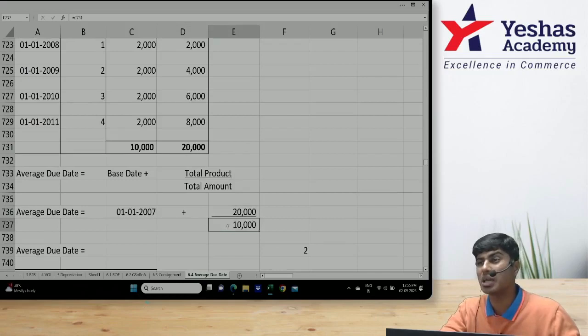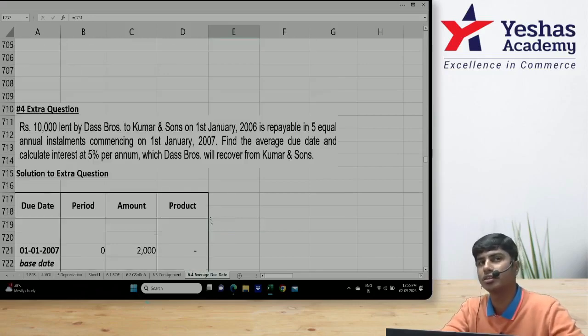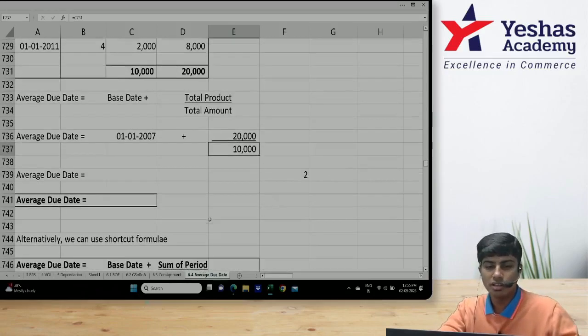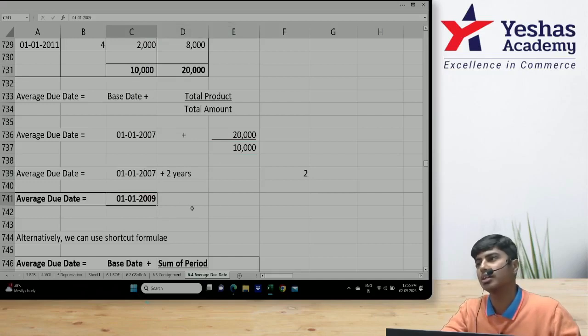Here is the total amount. If I find the average now, it will be 1st of January 2007 plus 20,000 by 10,000. Don't skip steps. Till 20,000. Open your mouth. I talk for 10 hours every day. You can't talk for 2 minutes every day to tell your answer. You want to tell shortcuts. Next time I will tell the average due date straight. How much is it now? 1st of January 2007 plus 2 years. That is 1st of January 2009. Straight away it will be added to the year column.